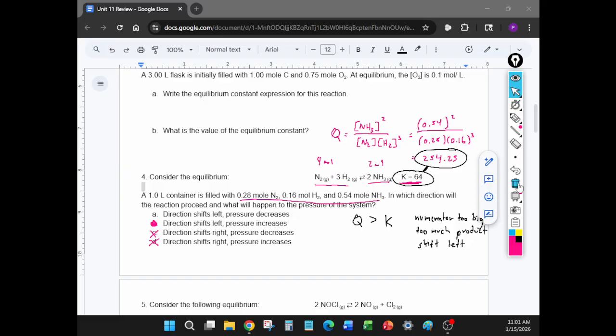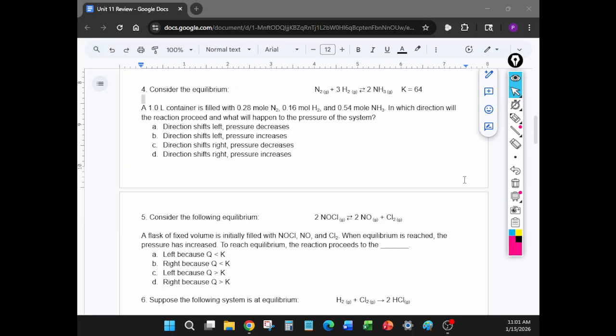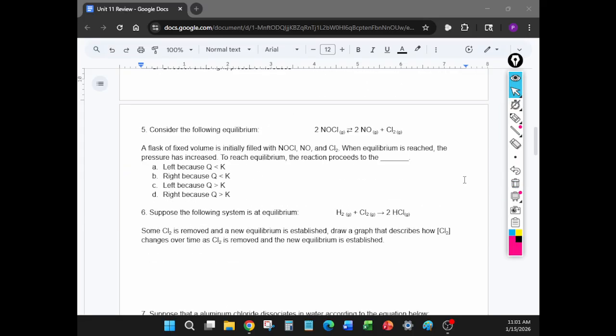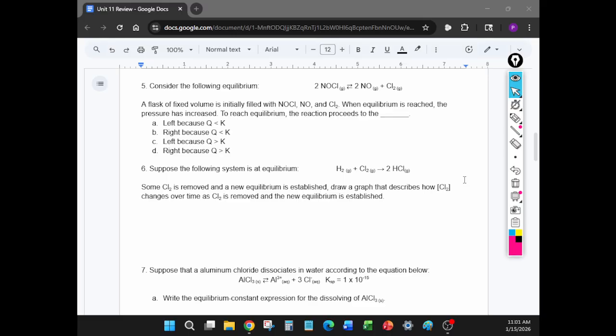Alrighty, so let's move on to number 5. I think 5 is very similar. This is also a Q versus K type of problem, so we just did one like that. So see if you could try this out. I'll give you about 3 minutes to do 5. And then if you finish early, I guess you can start 6 as well. But see if you can do 5 on your own, and then we'll go over it together.